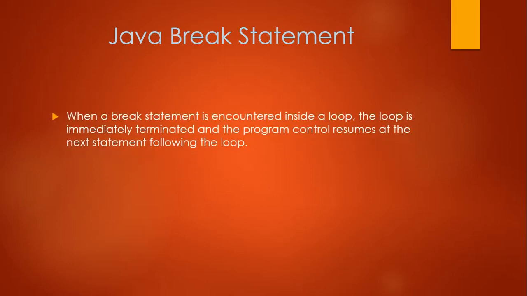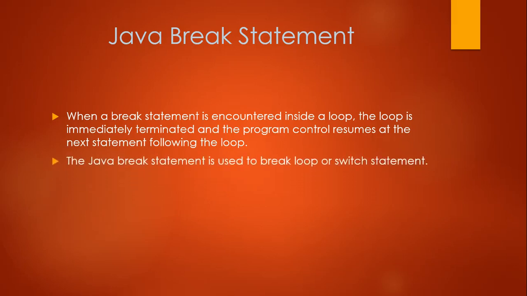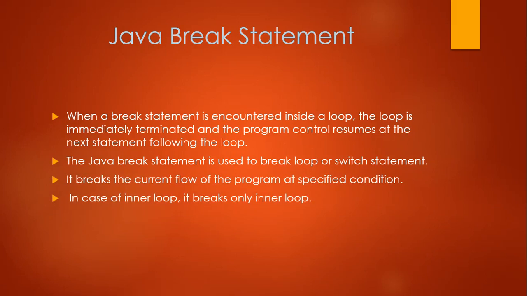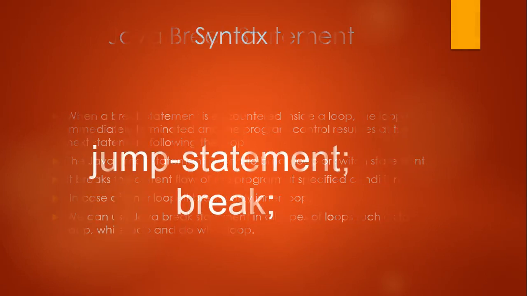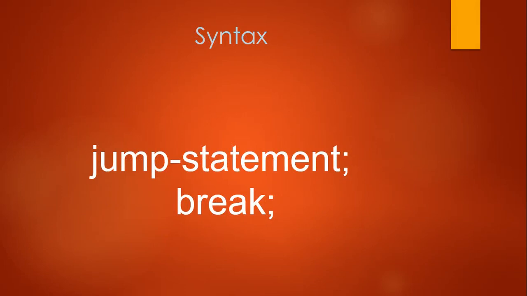When a break statement is encountered inside a loop, the loop is immediately terminated and the program control resumes at the next statement following the loop. The Java break statement is used to break a loop or switch statement. It breaks the current flow of the program at a specified condition. In case of an inner loop, it breaks only the inner loop. We can use the Java break statement in all types of loops, such as for loop, while loop and do while loop.